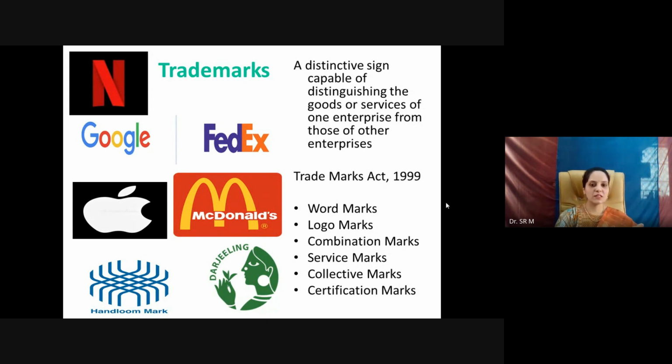And the trademarks are initially registered for a period of 10 years and it can actually be renewed indefinitely in the subsequent periods. As a trademark holder, what is your exclusive right? You can use your trademark for your designated goods or services. If there is any kind of unauthorized usage, definitely you can take a legal action against that person.